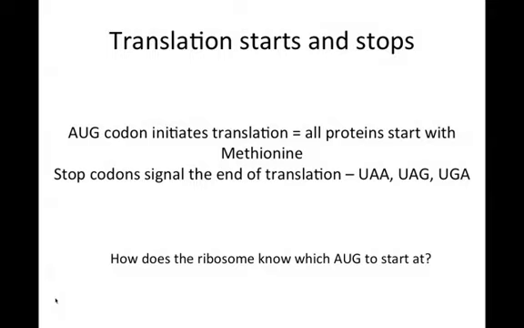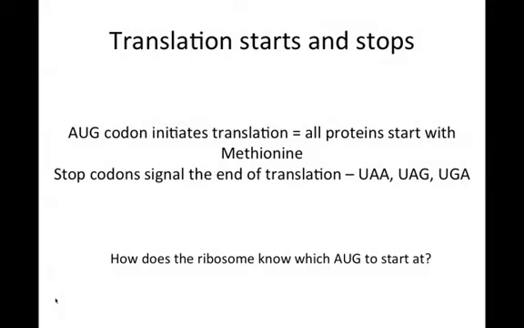So how does the ribosome know which AUG to start at? Does anyone know? Because you can guess, how many bases are there in RNA? 4, good. So just by chance alone, you're likely to come upon many AUGs, right? Just by chance. So how does the ribosome know which AUG to start at?